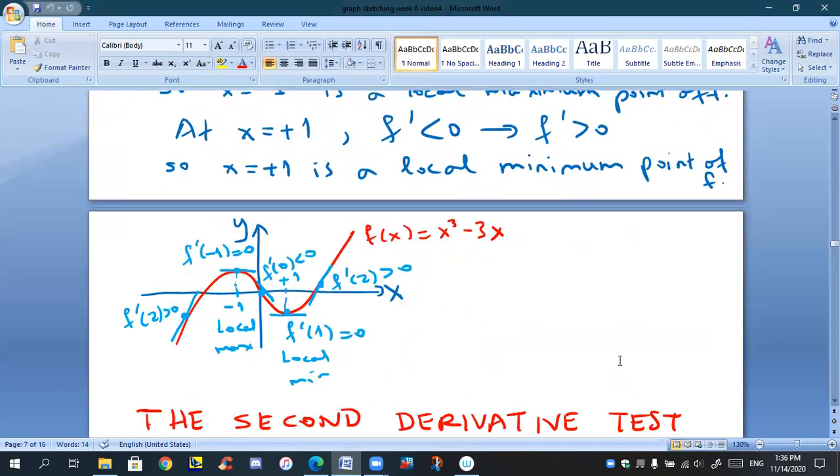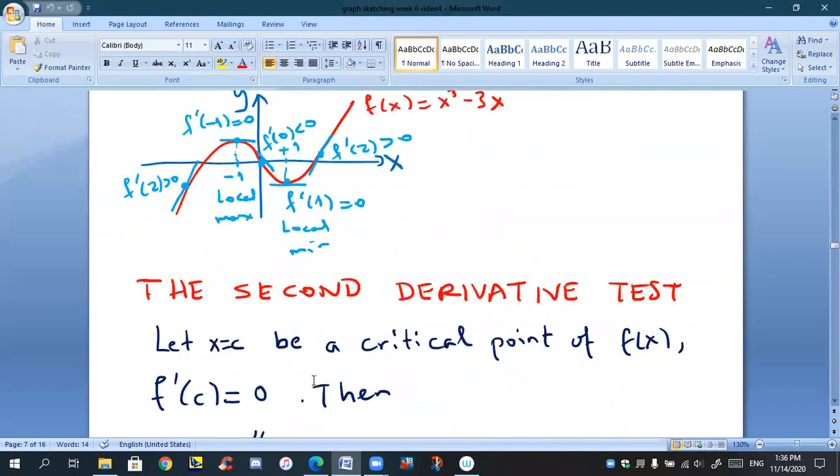And if you sketch the graph of the function, you will see this red graph. As you see, at minus 1 there's a local maximum. Before the local maximum, increasing, after the maximum, decreasing. F prime positive changes to f prime negative. Look at the local minimum. Before the local minimum, decreasing, after increasing. So f prime negative changes to positive. So that's how we use the first derivative test.